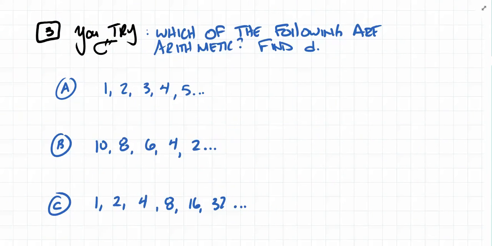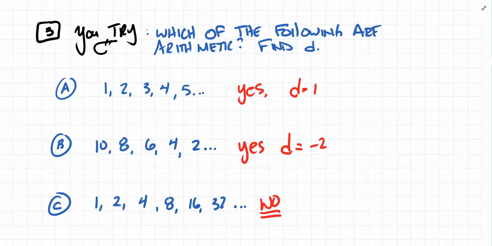Box number 3 is a U-try. It says, which of the following are arithmetic? And for the ones that are arithmetic, find the common difference. So A, B, or C. Which ones are arithmetic, and find the common difference. Hopefully you got the right answer. A is arithmetic, and the difference is 1. B is an arithmetic sequence, and the difference is -2.